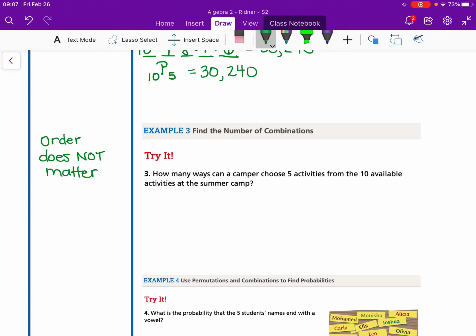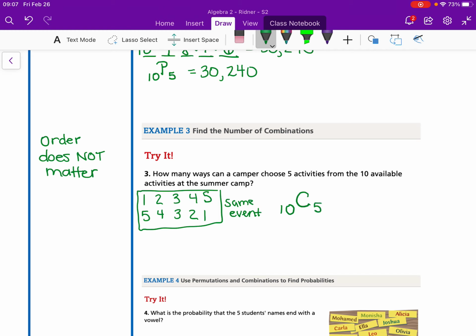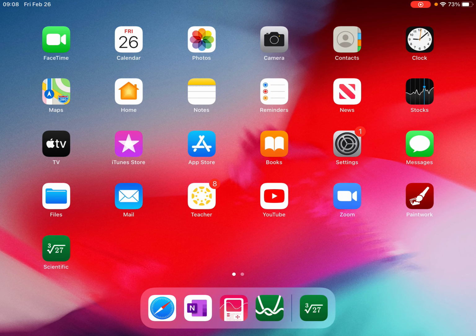So what we have to do is take out the repeats. Okay, so if I chose activities 1, 2, 3, 4, and 5, even if they're in this order, these 2 things are the same event. That's the difference. These are the same because the order didn't matter. You're just grabbing the 5 activities and going. So there's a formula for it, but we're going to focus on our calculator way. And what we do is use C instead of P. So it's a combination instead of a permutation. So when order does not matter, we use the C instead of the P.